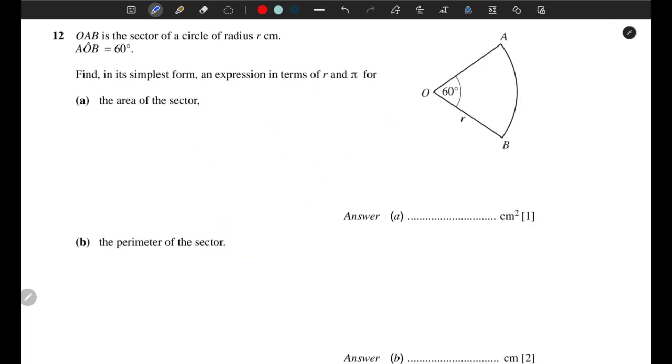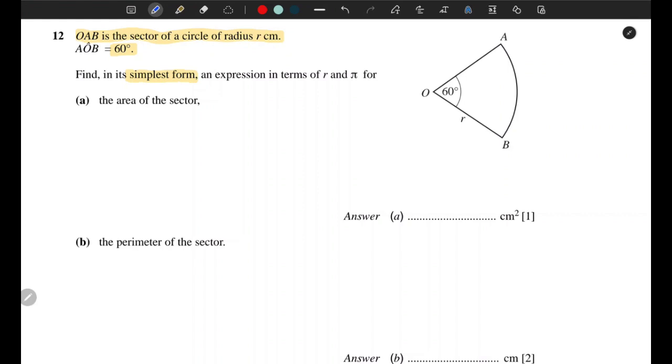Okay, so here we have another question which states that OAB is a sector of the circle with radius r, where the angle OAB is 60 degrees. Find in its simplest form an equation in terms of r and pi. Remember that we have to find it in its simplest form, so we should try to cancel anything that we see earlier.